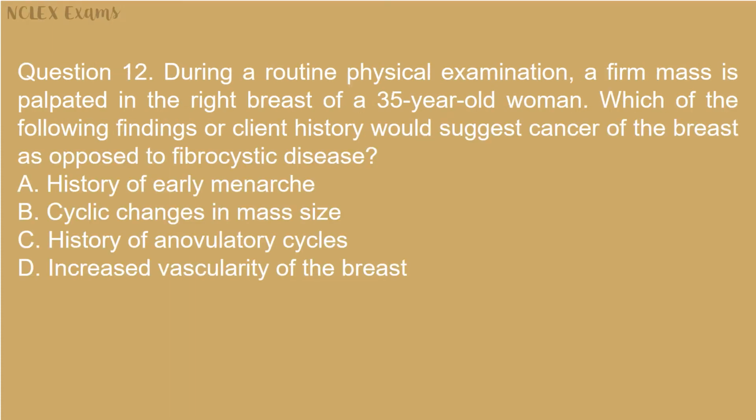Question 12. During a routine physical examination, a firm mass is palpated in the right breast of a 35-year-old woman. Which of the following findings or client history would suggest cancer of the breast as opposed to fibrocystic disease? A. History of early menarche. B. Cyclic changes in mass size. C. History of anovulatory cycles. D. Increased vascularity of the breast.